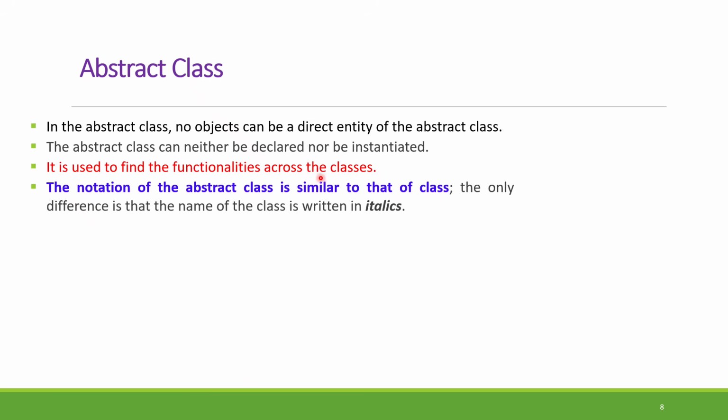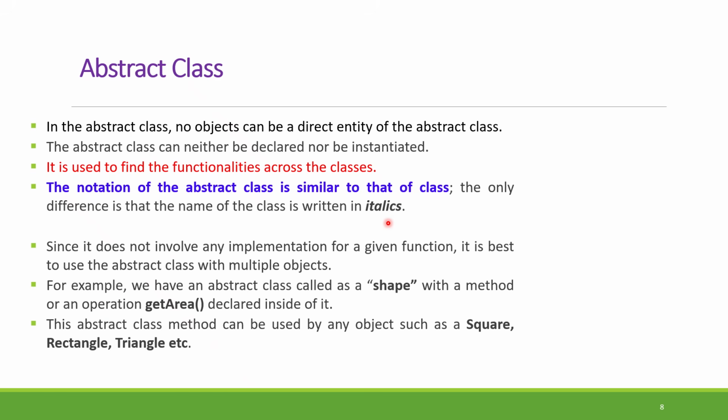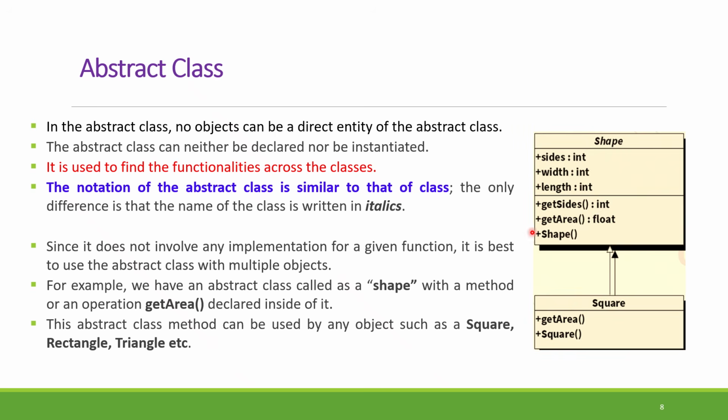It is used to define the functionalities across the classes. The notation of the abstract class is similar to the normal class, but the name of the class will be written in italics. For example, if you look at the diagram, the shape contains different attributes and different operations. And there is a square, which is inherited from the shape. Here, the get area operation of the shape is common for different objects, that is a square, rectangle and triangle. The get area operation is common for all the different shapes which are inherited from the shape class. Here the shape is acting as an abstract class.